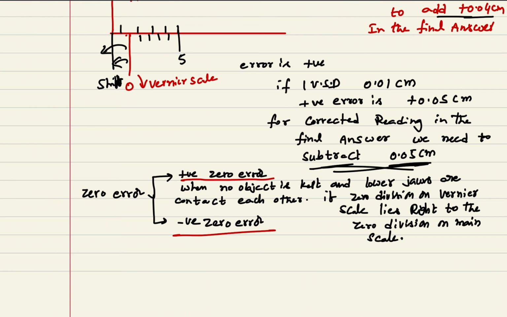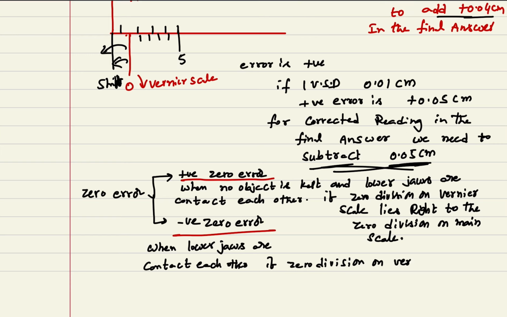Next, negative zero error. When the lower jaws are in contact with each other, if the zero division on the vernier scale lies left to the zero division on the main scale, that error is negative error.